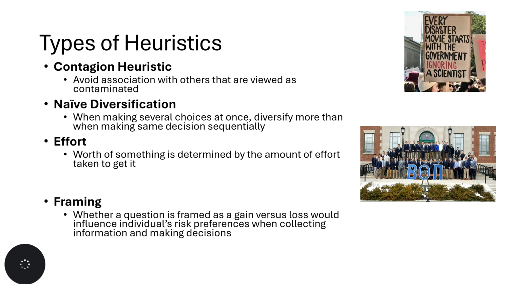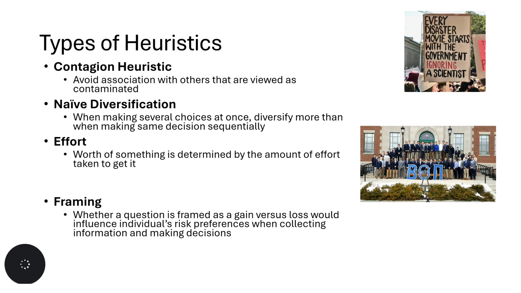Some other heuristics that we'll look at, contagion heuristics. So avoid association with others that are viewed as contaminated. So if you perceive that somebody has some association with some other person, you may make assumptions that there is a commonality of thinking, or that it's more probably likely.